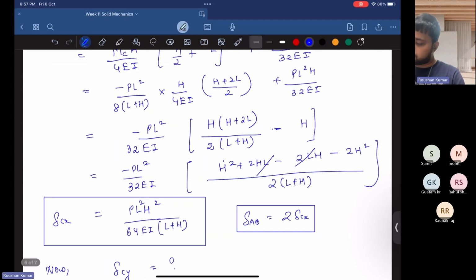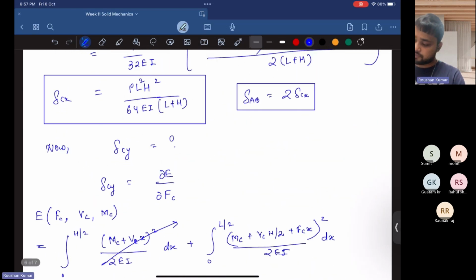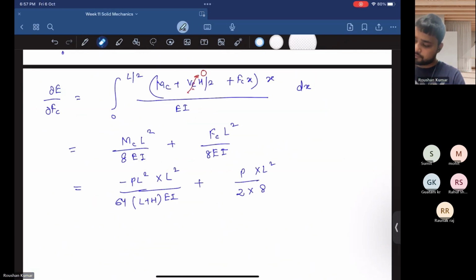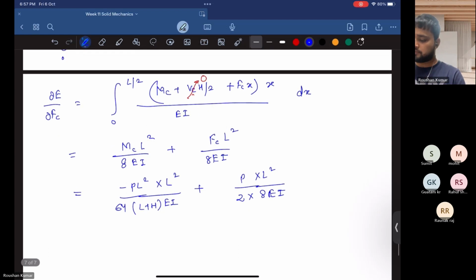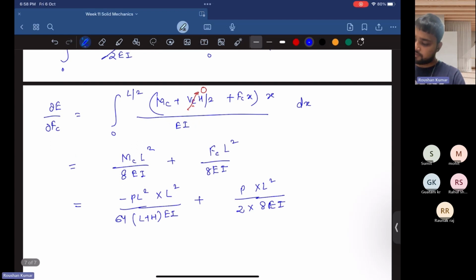FC is what? FC is P by 2 actually. So P by 2 into 8 EI. Here also there is a x, so it becomes x cube by 3, 0 to L by 2, which is 8, 3 24, 24 EI cube.